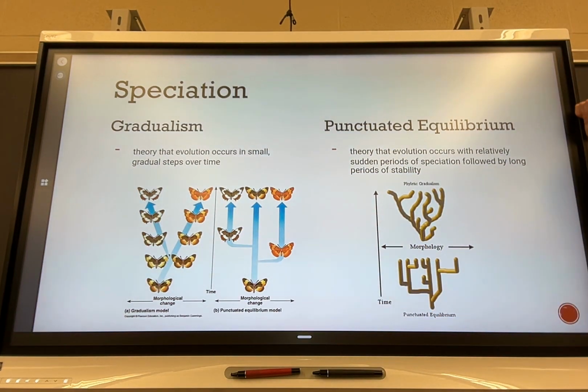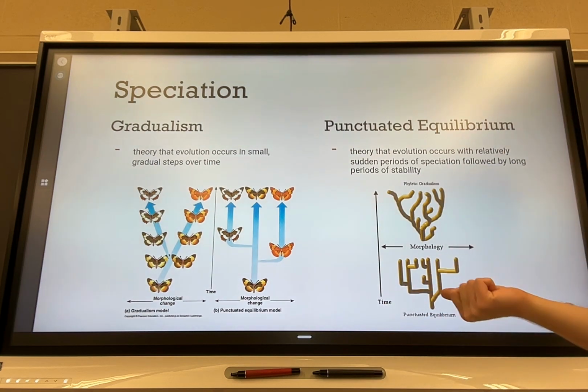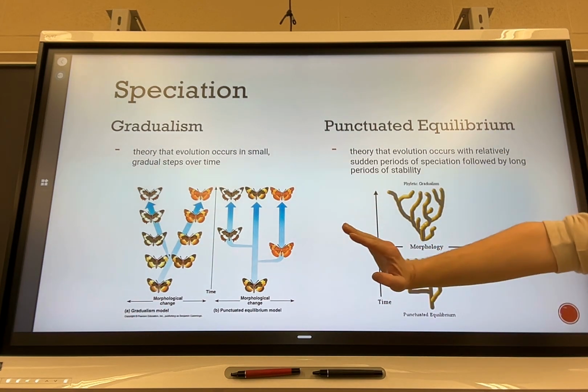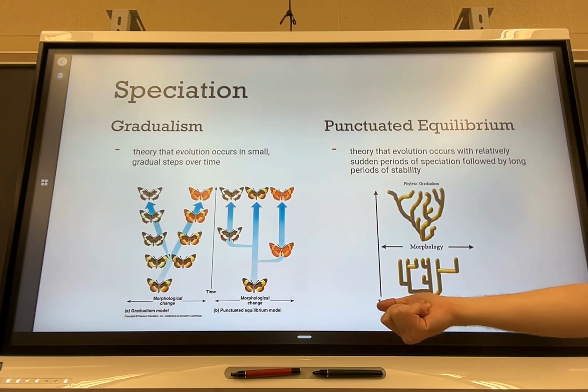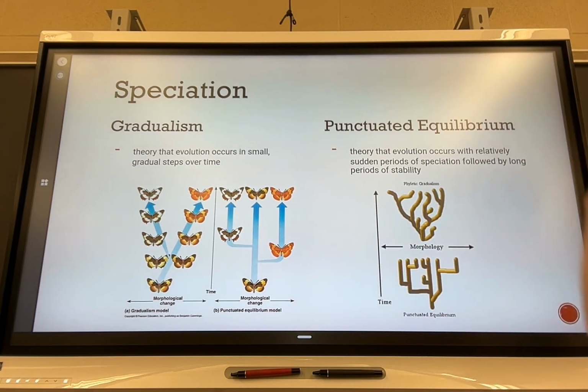The other one, punctuated equilibrium. Punctuated means that it is stopped. So if you're punctual, you are on time, you are right there at the right time. So punctuated equilibrium, we are going to have sudden periods of speciation and then long periods of stability. And then a new instance of speciation and then more stability. And it just keeps repeating.